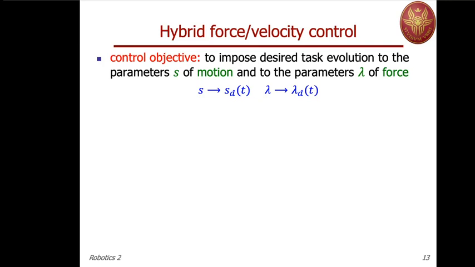But at the same time, we would like to assign a value to the parameters lambda, which parameterize forces, and again, this could be any trajectory over time. So this is our task: to keep or bring, if we have a reaction or errors on these quantities, S to S desired and lambda to lambda desired. And the transient of error should be the nicest possible.